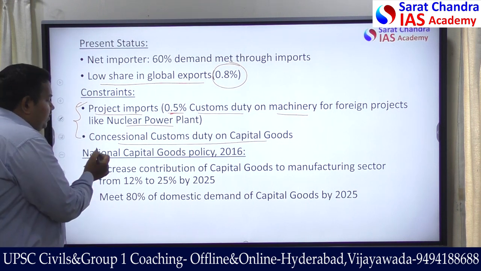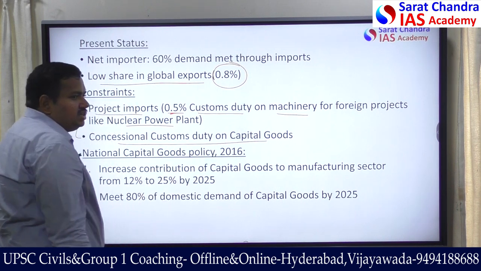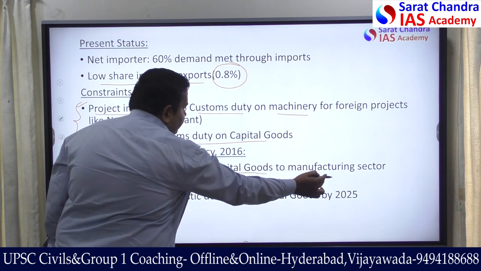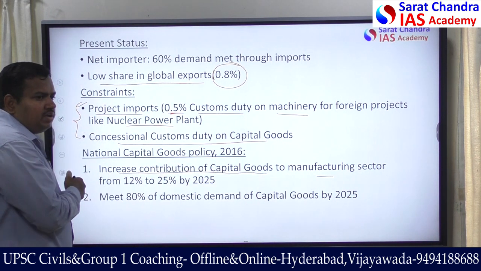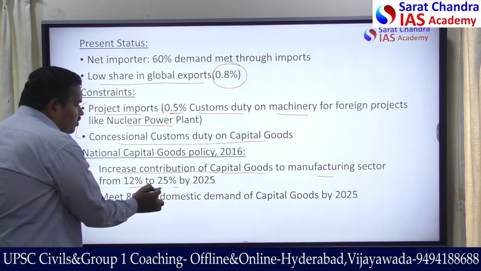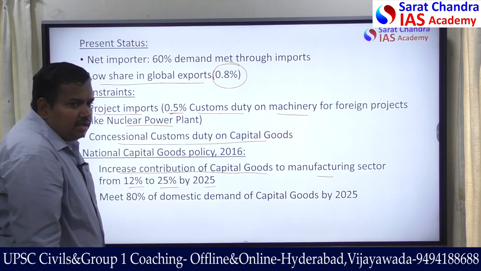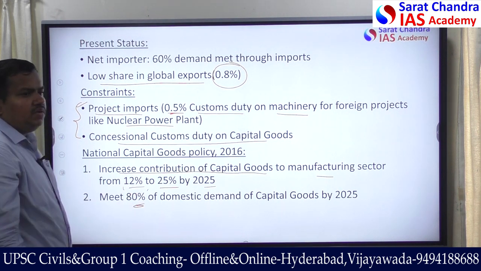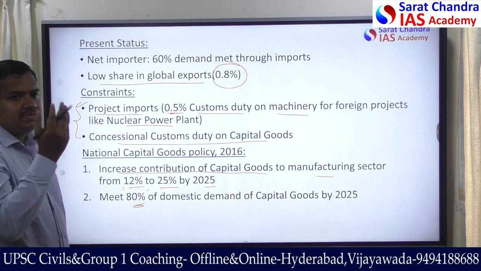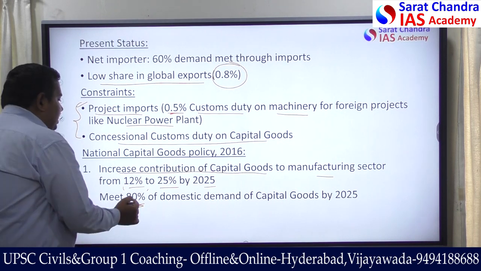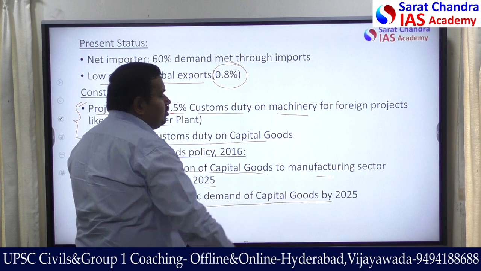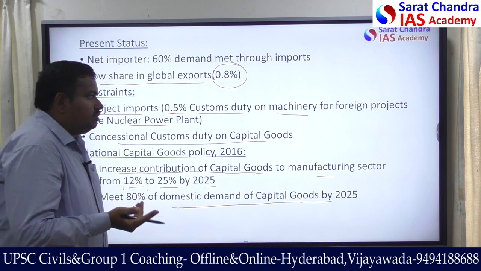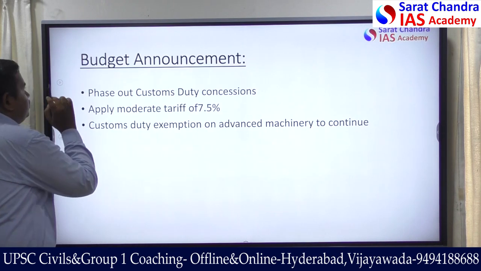So before that, National Capital Goods Policy 2016, what it is saying? Increase the contribution of capital goods to manufacturing sector. Currently, we have already told 12% to 25% by 2025. That is the first objective. Next, meet 80%. Currently, we are meeting only 40% because 60% is met through imports. So, meet 80% of the domestic demand of capital goods by 2025. Very big target. Okay, we will see whether it will happen or not in the future.